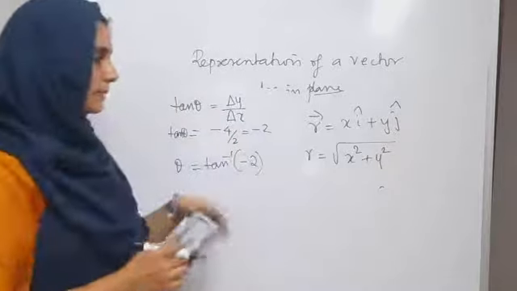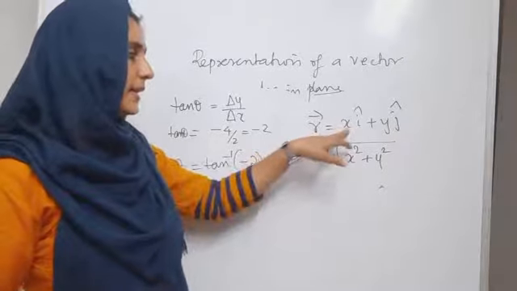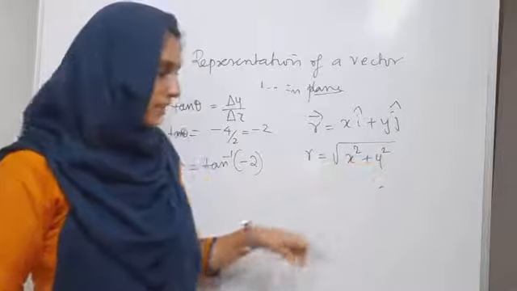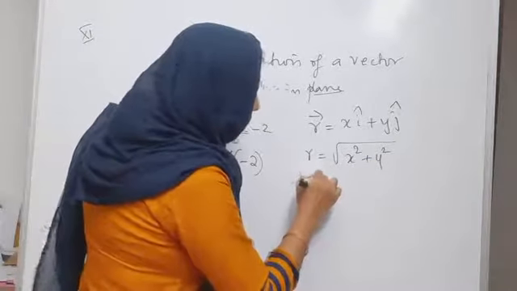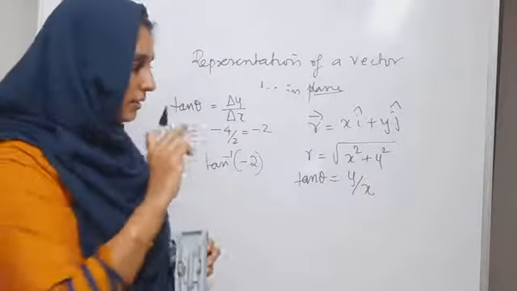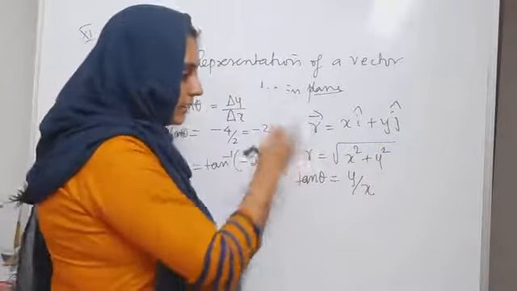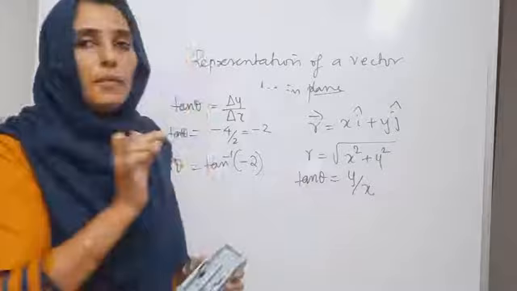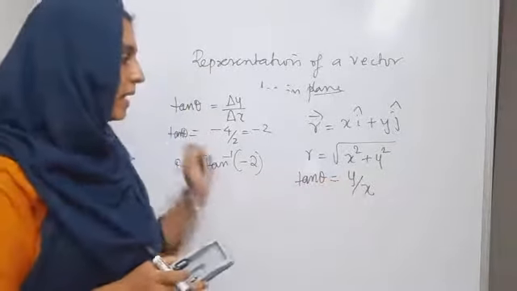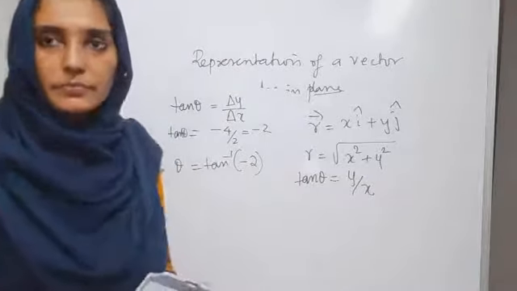If any vector is represented in Cartesian plane or rectangular coordinate system in this manner, r is equal to x i cap plus y j cap, then the magnitude of r is given by root of x square plus y square, and its direction is given by tan theta is equal to y by x, where y is the magnitude of the component along the y-axis, and x is the magnitude along the x-axis. So this is the method to find out the magnitude and direction of any vector represented in Cartesian coordinate system.